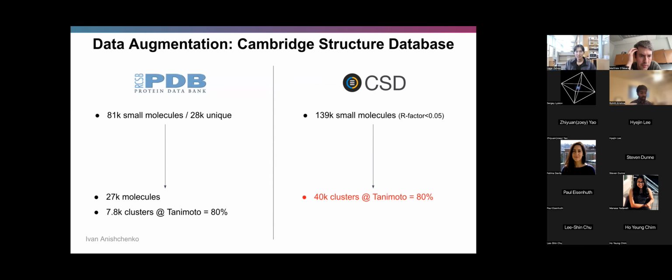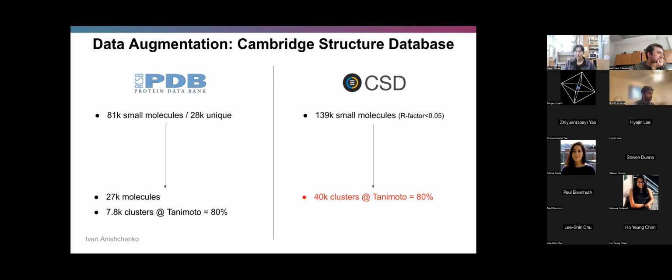And the other thing we do, building on a point I made earlier, is that we're often in this data limited regime. Specifically, in the PDB there are roughly 81,000 small molecules. But if you cluster those with Tanimoto score, with a very generous cutoff of 0.8, you get very few clusters. So we had this intuition that using the Cambridge Structural Database, which contains crystal structures of small molecules, we could augment the training data set of small molecules.